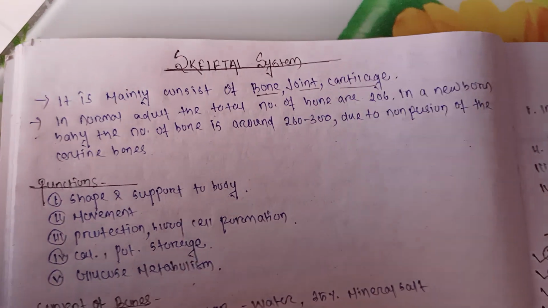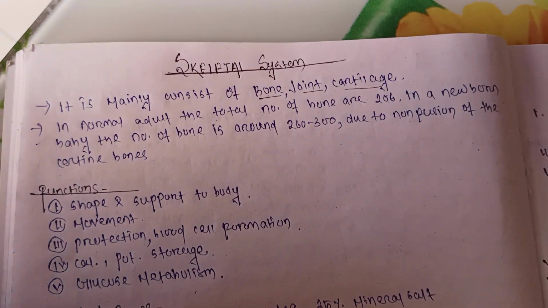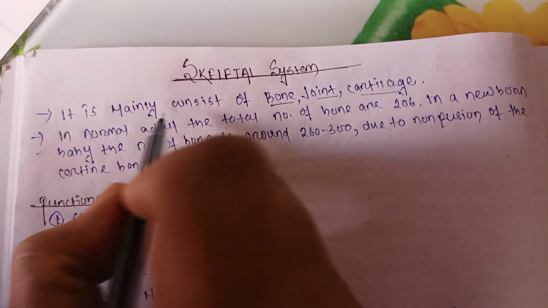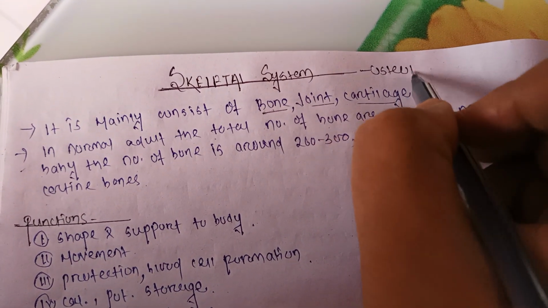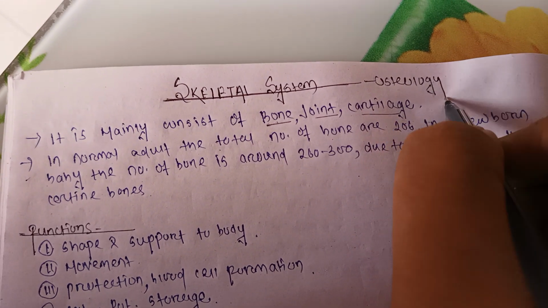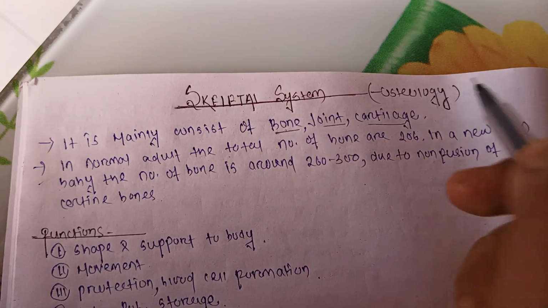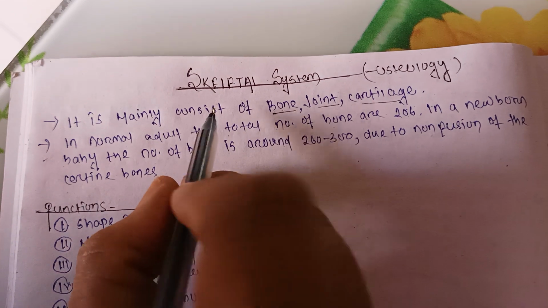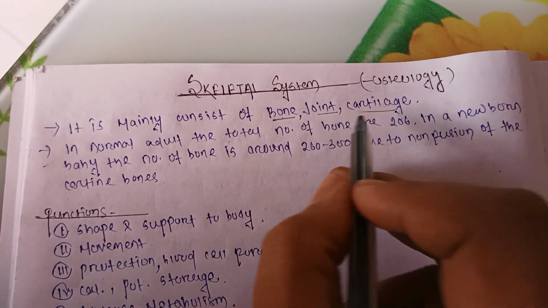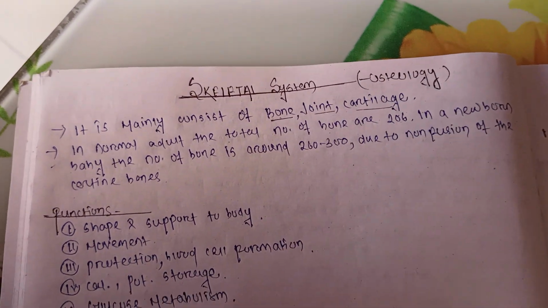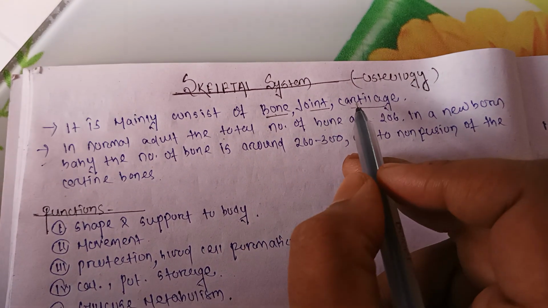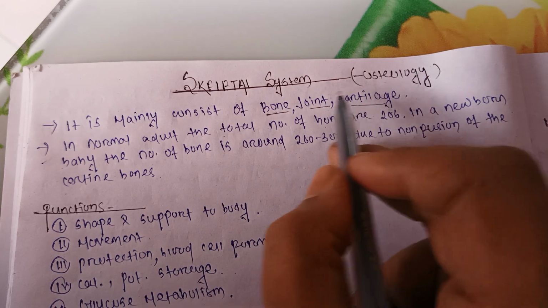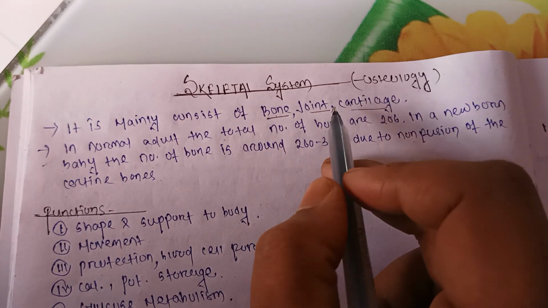So students, let's study about the skeletal system. The skeletal system is otherwise known as osteology. The study of bone is called osteology. It mainly consists of bones, joints and cartilage. The main components of the skeletal system are the bones. Two bones are joined by cartilage joints and also cartilages.